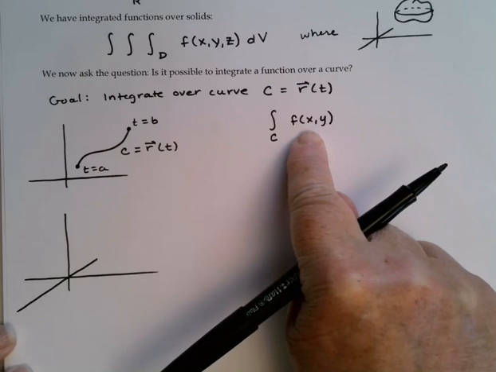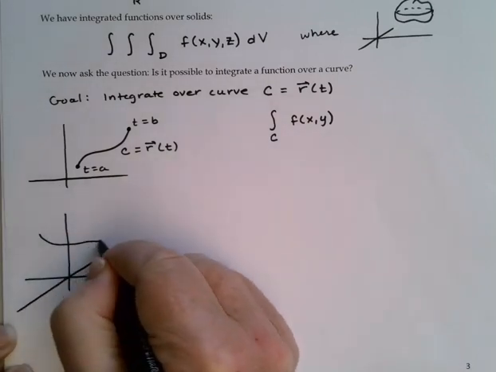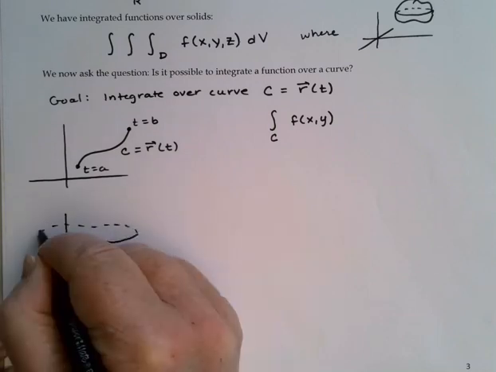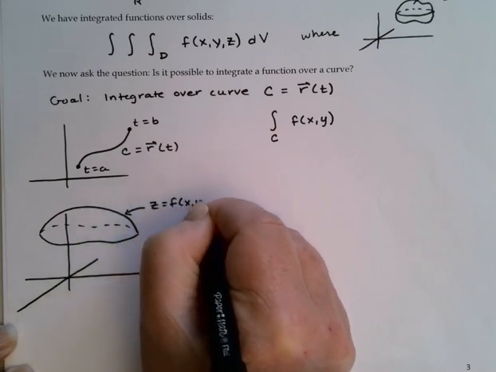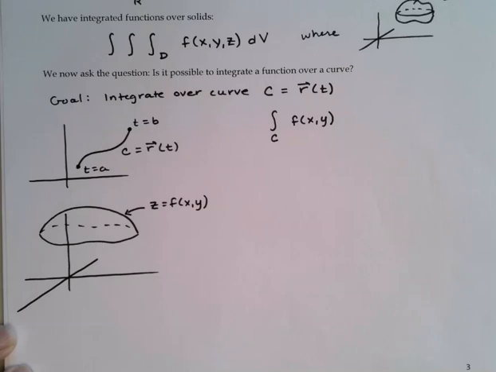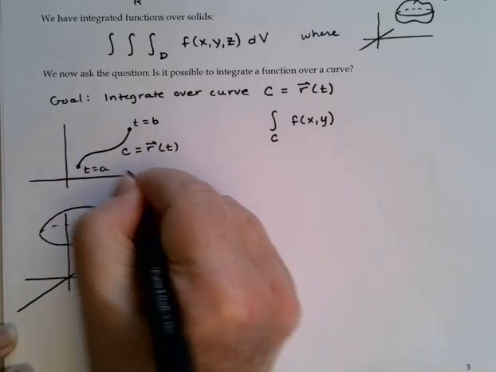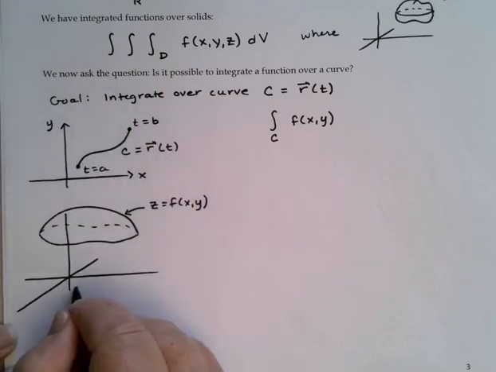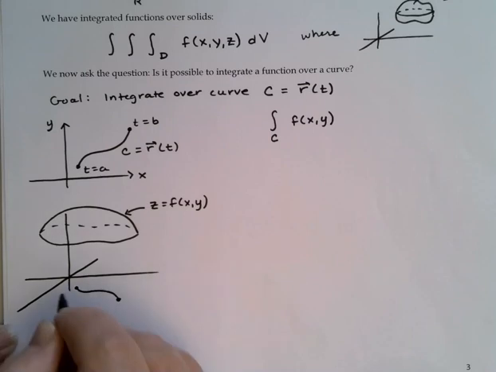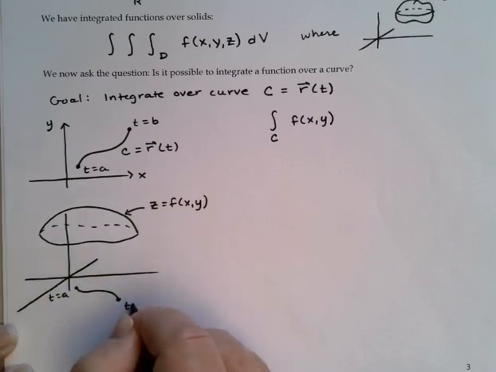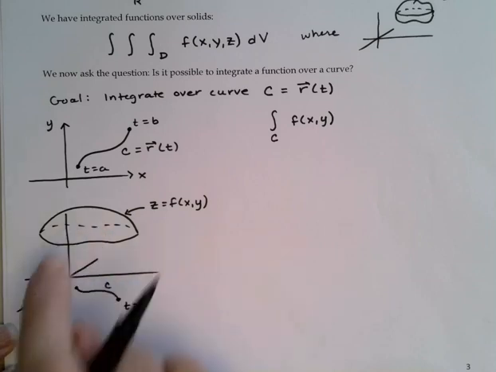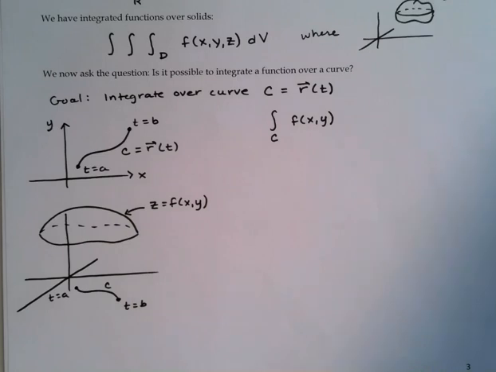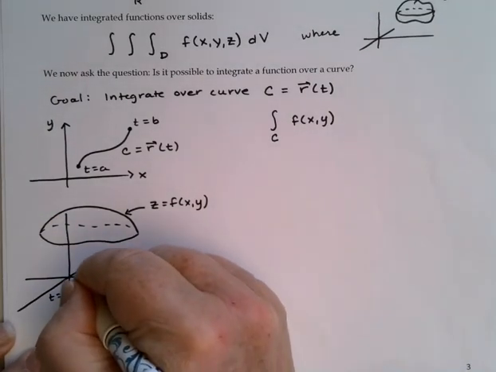Z equals f of x and y is some surface. So I'm just going to create a generic surface here. And I'm integrating along this curve C, but C was in the xy plane. So C is down here somewhere, again from t equals a to t equals b. Imagine, if you will, taking this curve and projecting it up so that you can see its projection onto this curved surface.